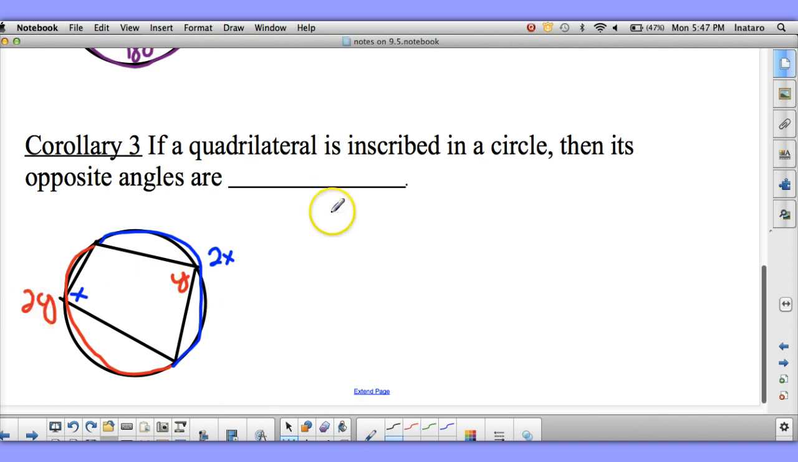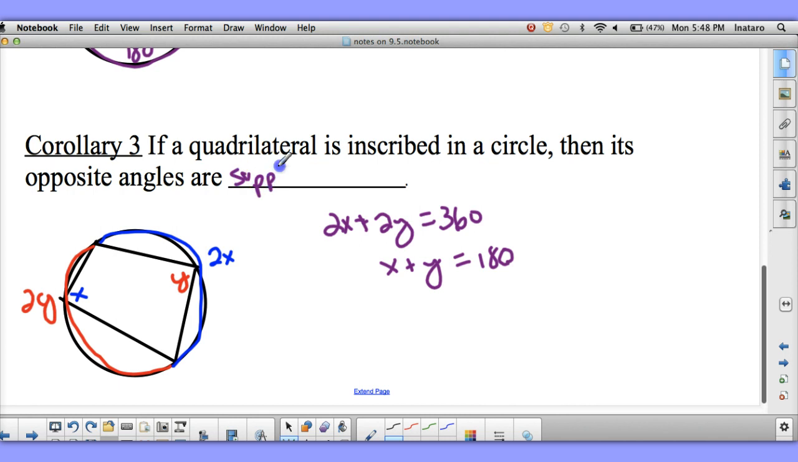Well, if I think about this for a second, I know that 2x plus 2y must add to 360 because a full circle is 360 degrees. And if 2x plus 2y adds to 360, that means x plus y adds to 180. And two angles whose measures sum to 180 are supplementary. So if a quadrilateral is inscribed inside a circle, then the opposite angles are supplementary.